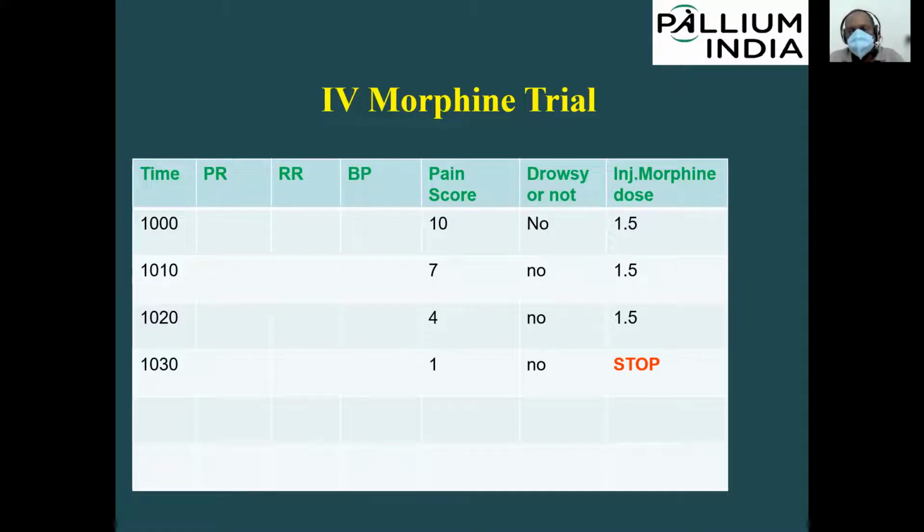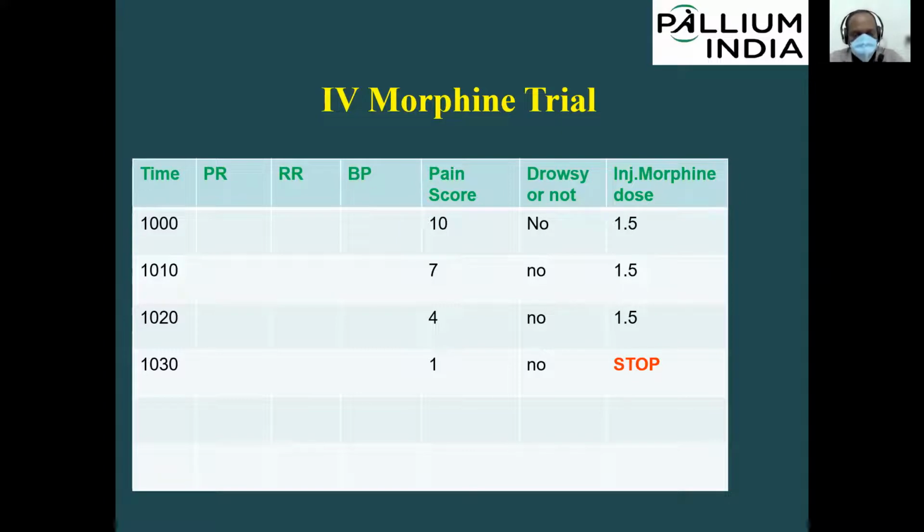You look at the patient and ask, are you drowsy? No, I am not drowsy. So before giving the first dose of injection morphine 1.5, you will give injection metoclopramide. Then you will wait for 10 minutes. At 10:10, you will ask the patient about the pain score. It's 7 now. You will check all other vitals and also look for drowsiness. The patient is not drowsy, so you will give again 1.5 milligram.